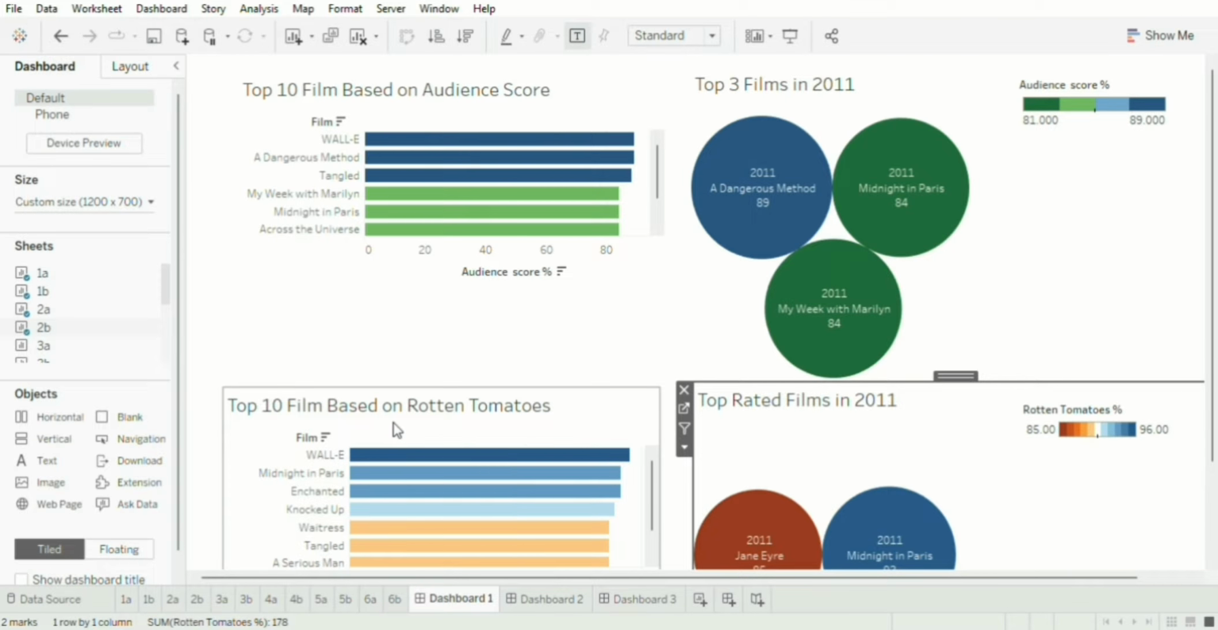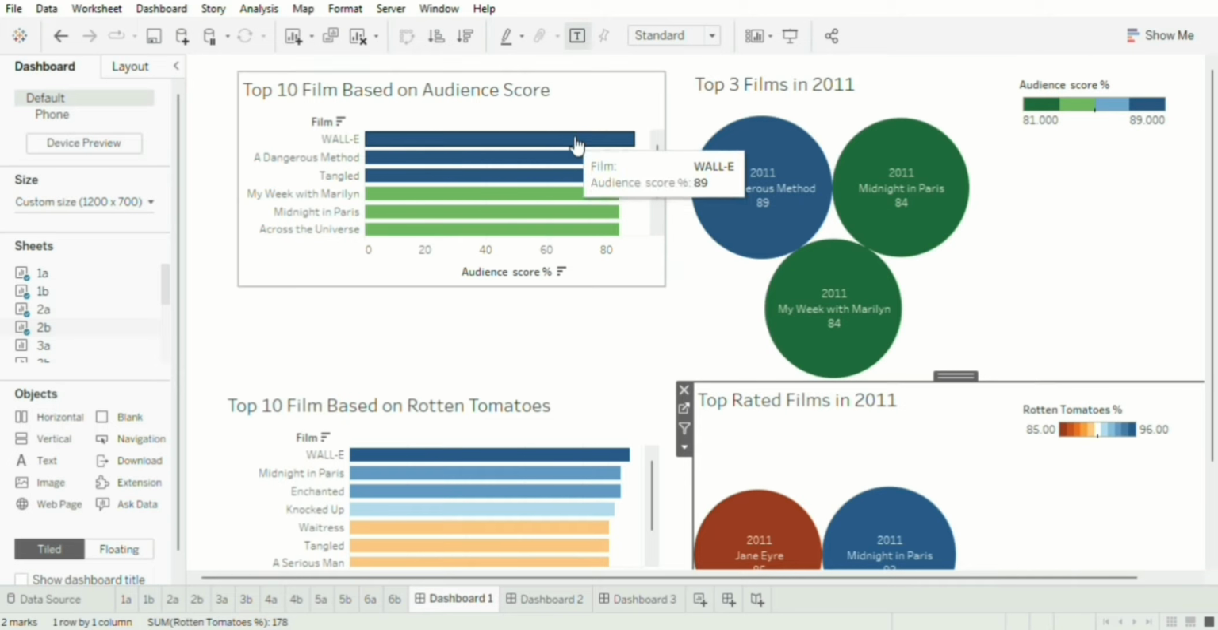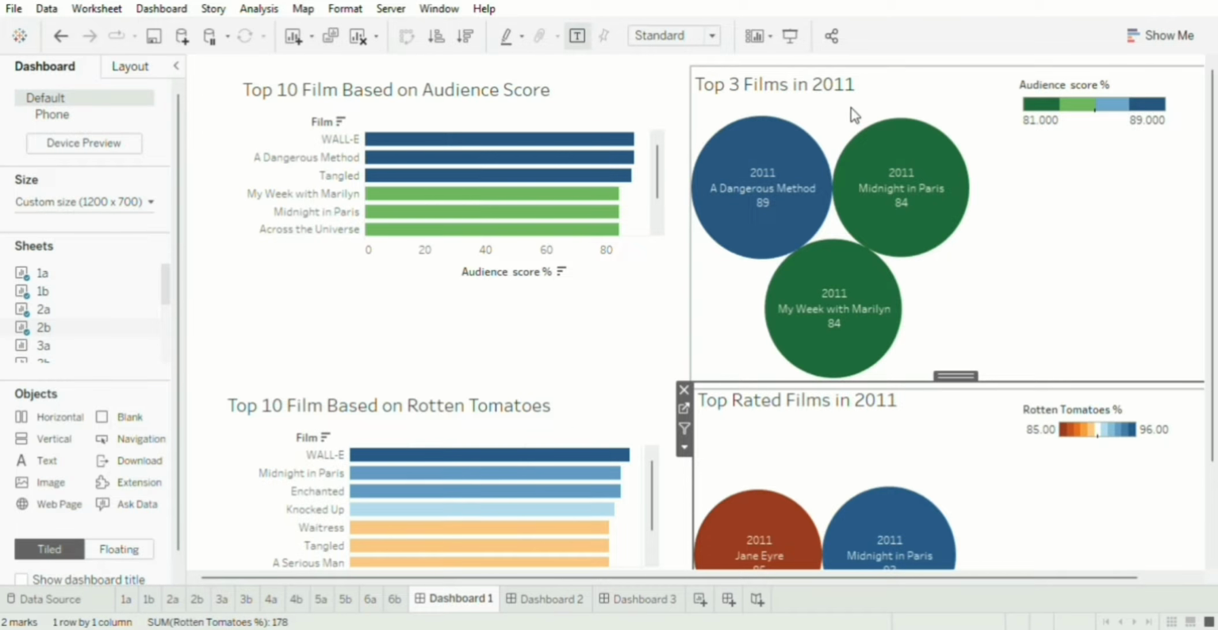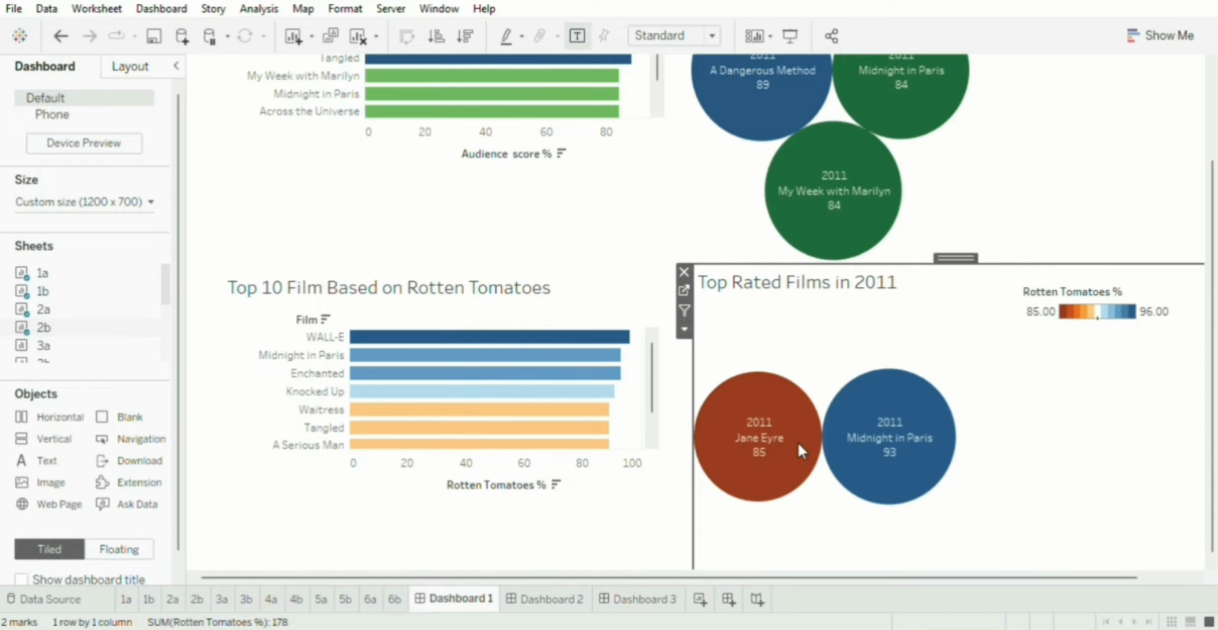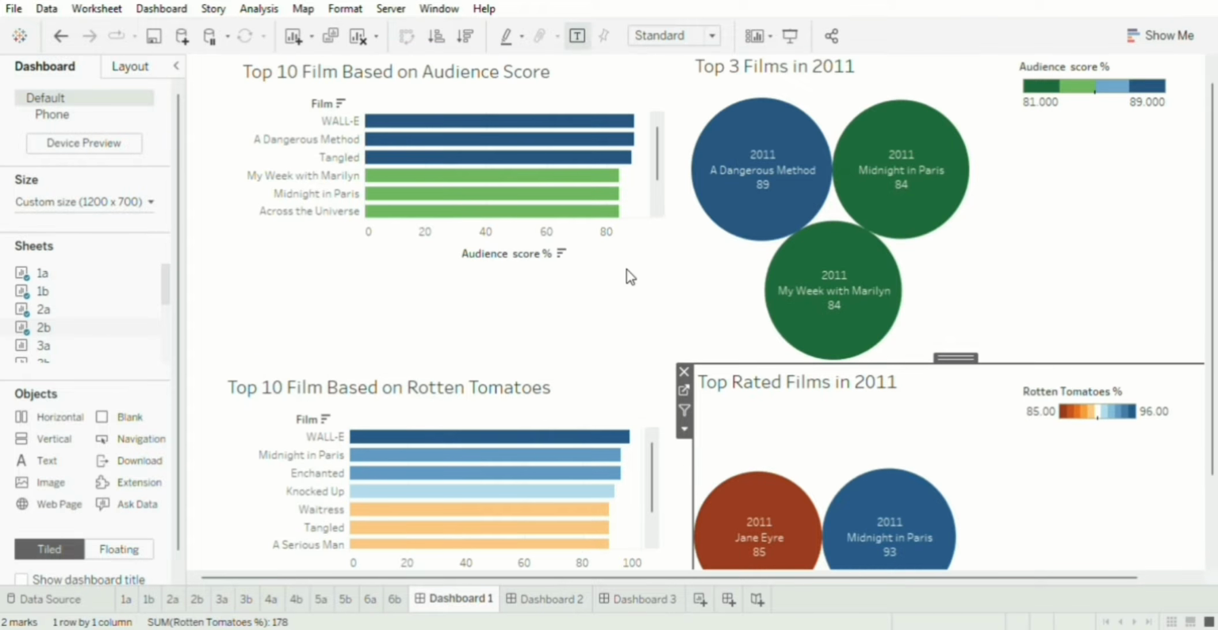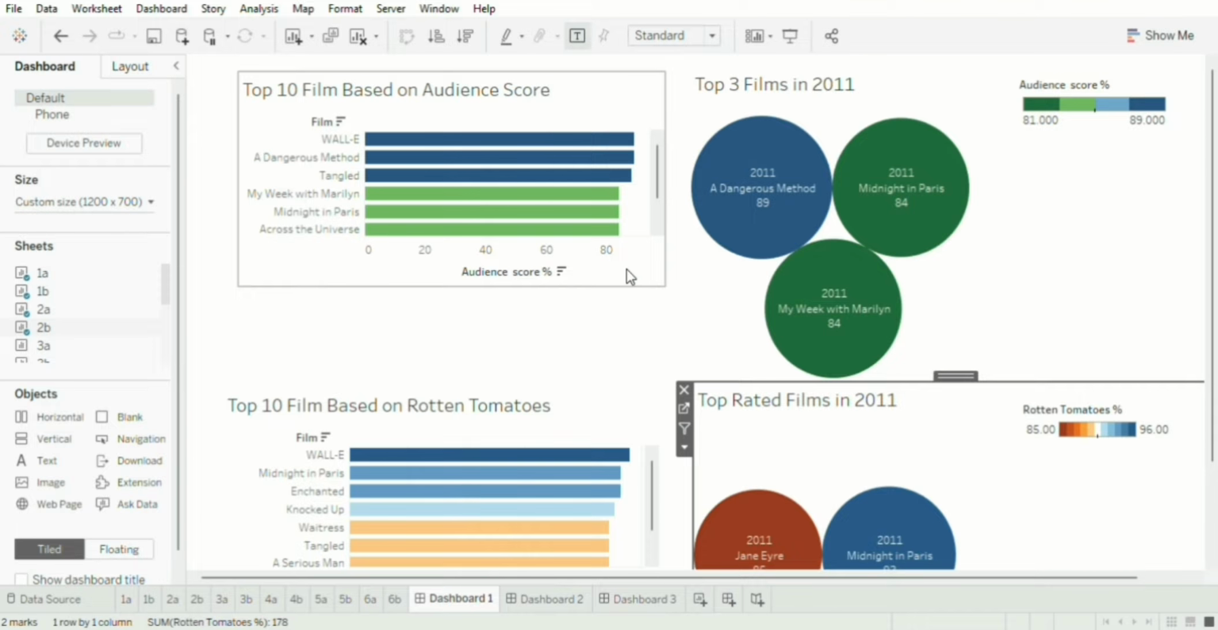Here, I also want to find out what movies got the top ratings based on the audience score in 2011, and the movies that had top rated films in 2011 based on Rotten Tomatoes. So, the film that I want to make in the middle of 2012 is not too far from the films that are still relevant.